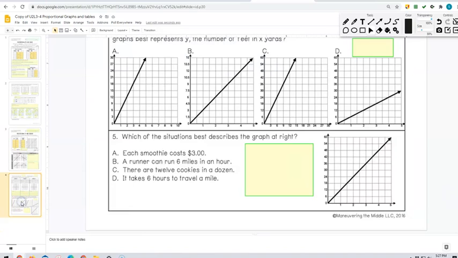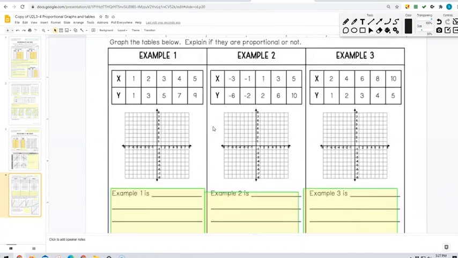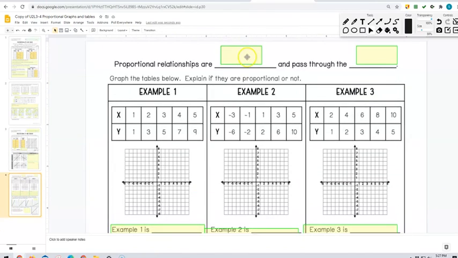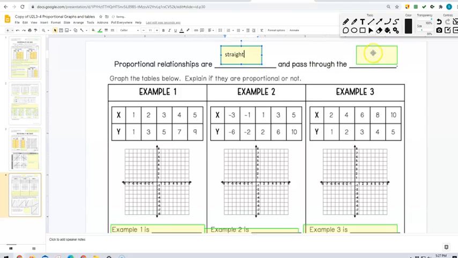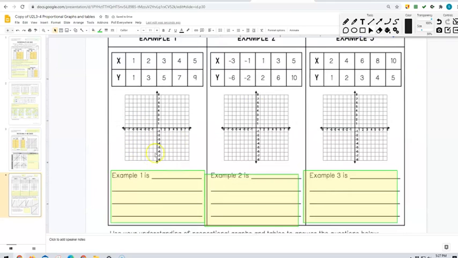Now, let's go ahead and continue. Let's look at these. Proportional relationships are straight and pass through the origin. Okay, so let's look at our graphs here. We're going to plot the points. So I'm going to grab this little scribble tool.